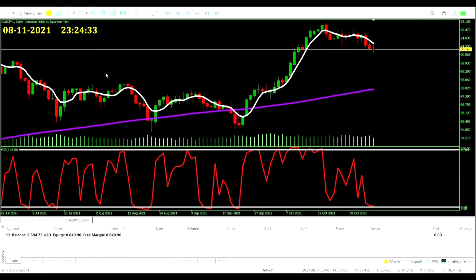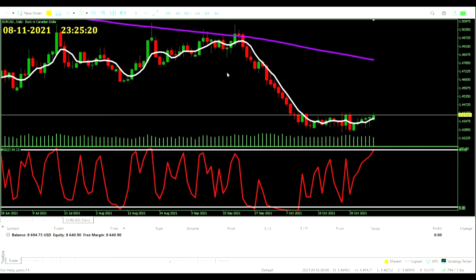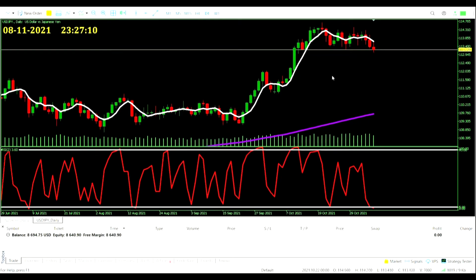The Canadian dollar yen getting close to the same signal. Not quite though. RSI is just above 6. The euro Canadian dollar very close to a signal. Price below the moving average, RSI up at 94.13. Any sort of green day tomorrow and we should get that sell signal. No competing signals, and so it'll be a buy on the US dollar Japanese yen.